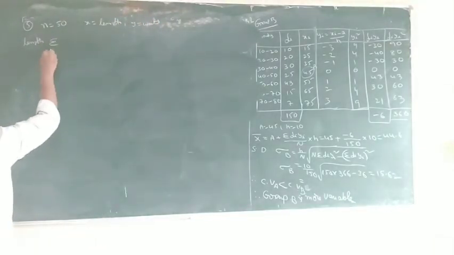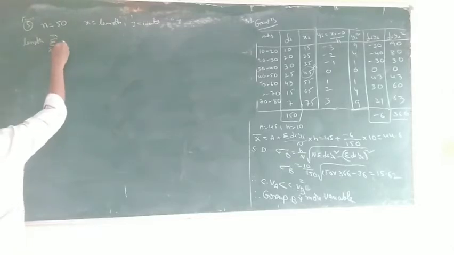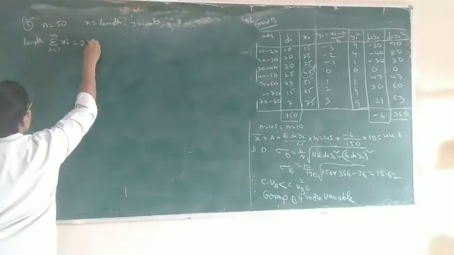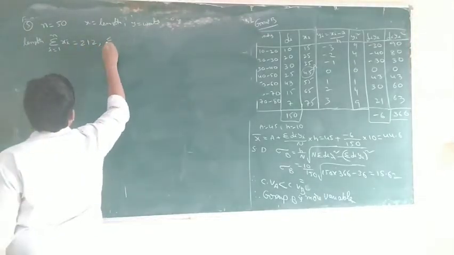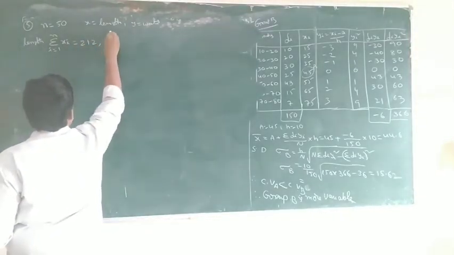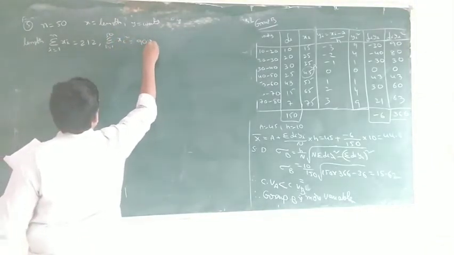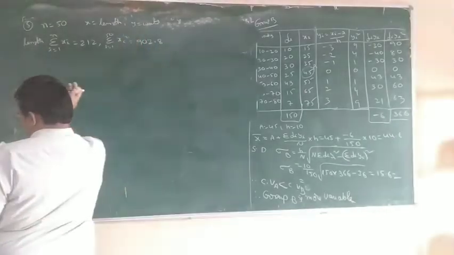Sigma of xi, i from 1 to n, is given: sigma xi is equal to 212. Sigma of xi square, i from 1 to 50, is equal to 902.8. Next, weight.